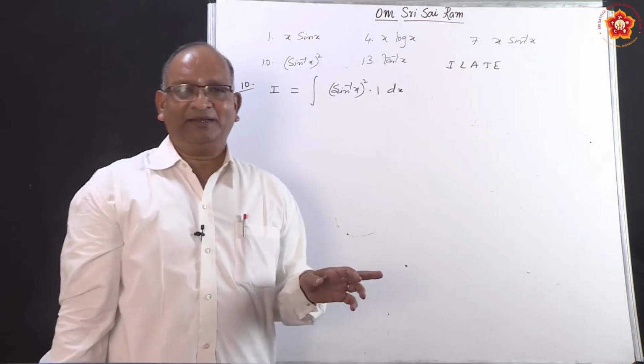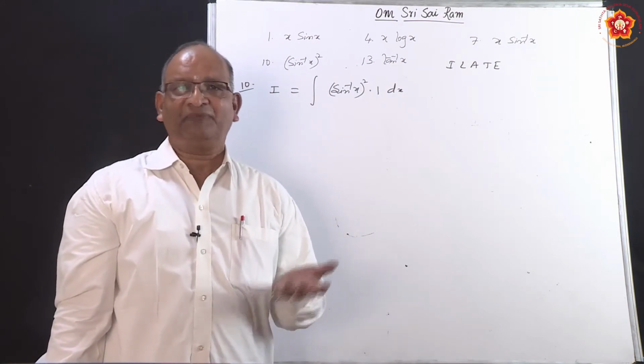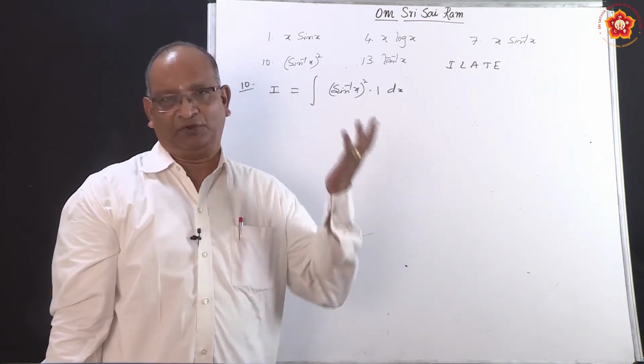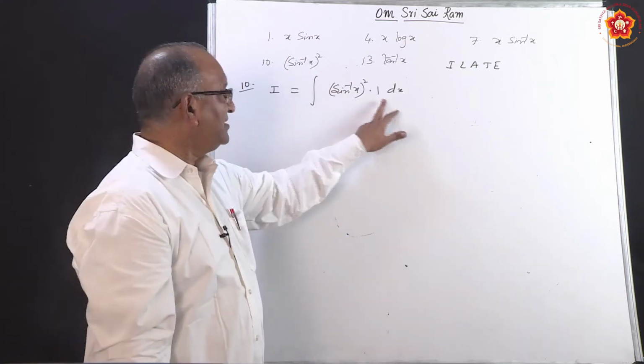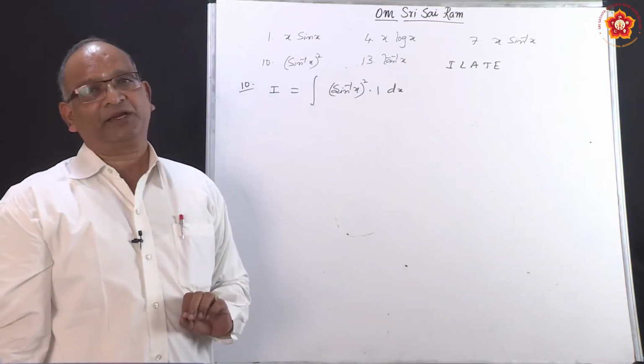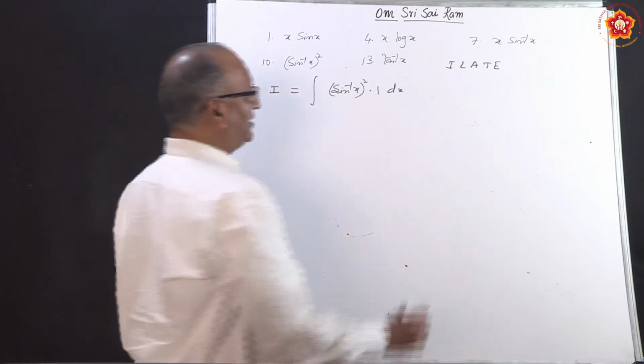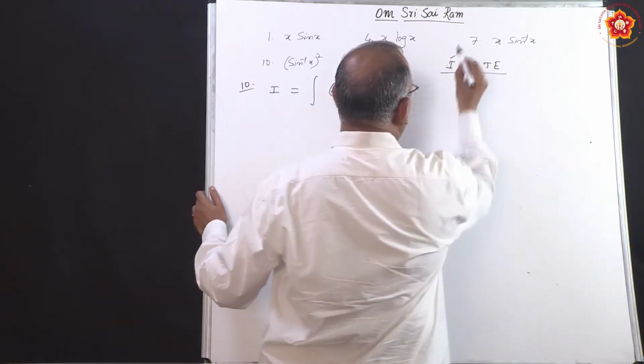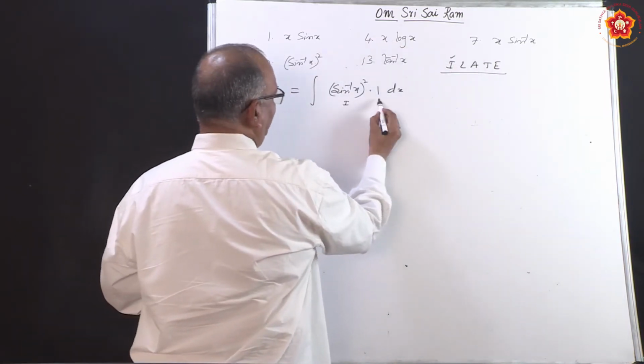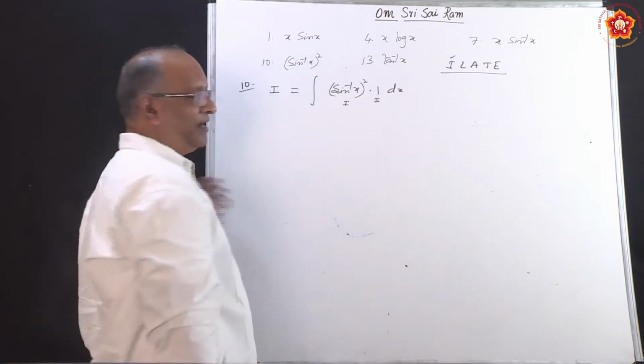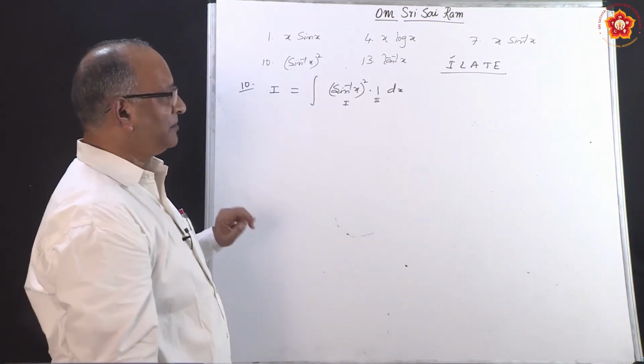And you know that 1 is an algebraic function, because 1 can be written as x to the power 0. So it is an algebraic function, and this is an inverse trigonometric function. So go back to that ILATE. I comes first, so this will become first function, this will become second function. And now integrate. Apply the formula.